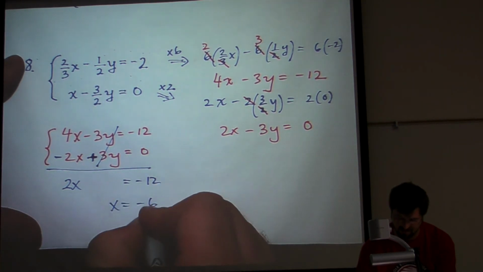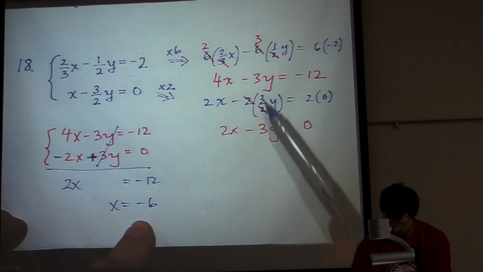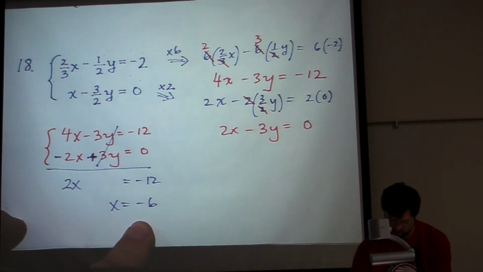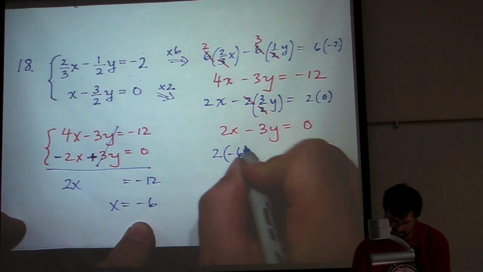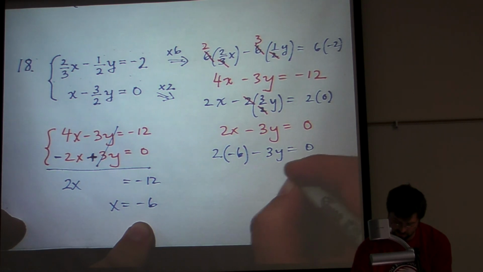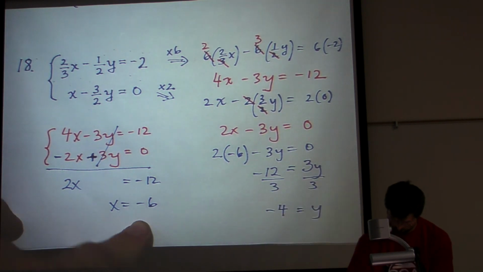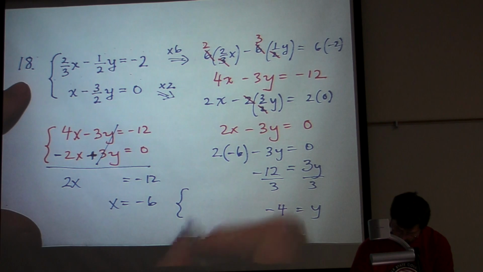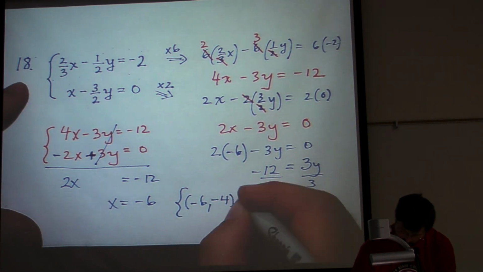So x is negative 6. And once you know what x is, you can plug back into this equation, this one, or this one, and find y. I'm going to plug back into this one here. So 2 times negative 6 minus 3y is 0. So 3y is going to be negative 12. Dividing by 3, we get that y is negative 4. And so our solution here is the ordered pair negative 6, comma negative 4.